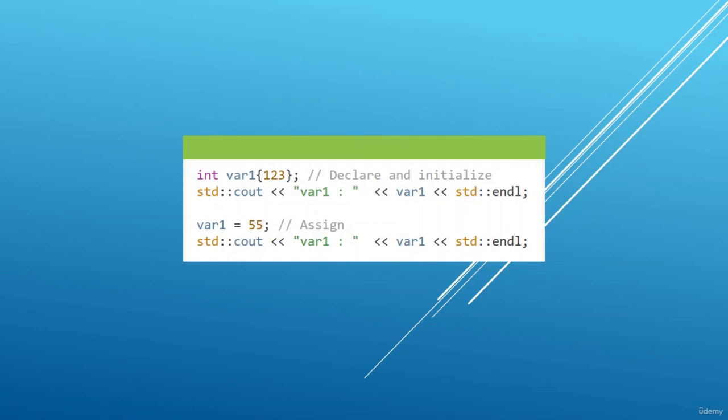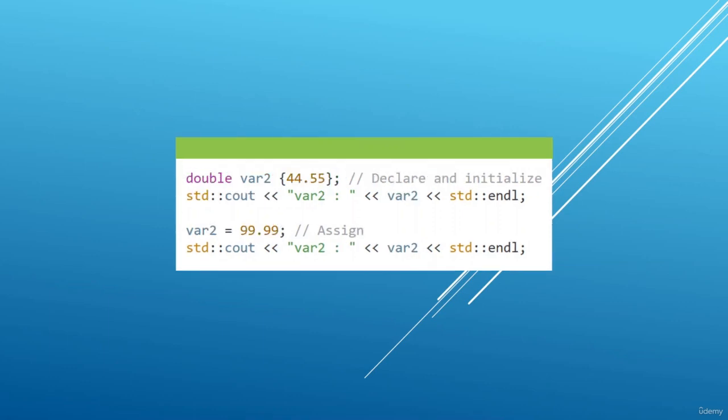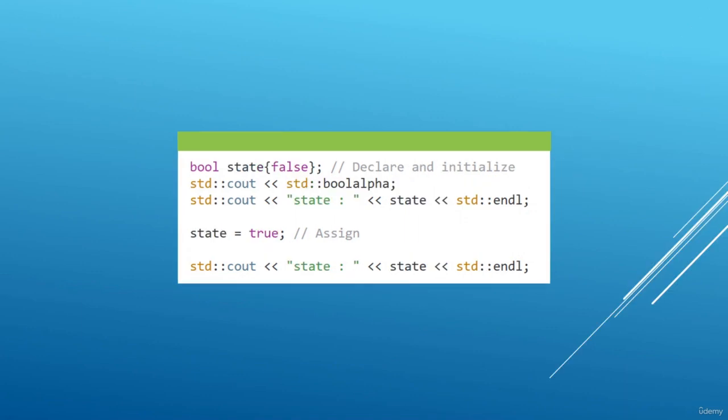But later in the program, we can put in another value. For example, here we are putting in a 55. And if we print var1, it's going to be 55 this time. The same idea can be extended to doubles. You see here we are doing the same thing. Booleans, we are doing the same thing here.